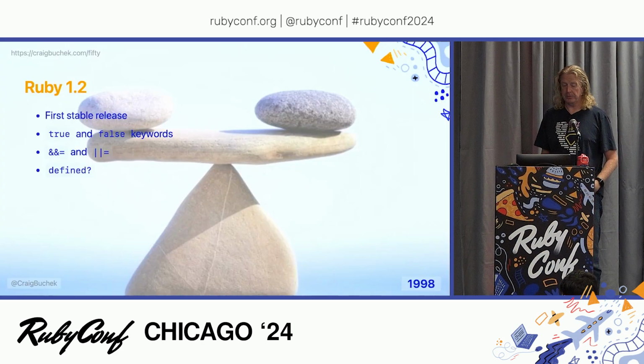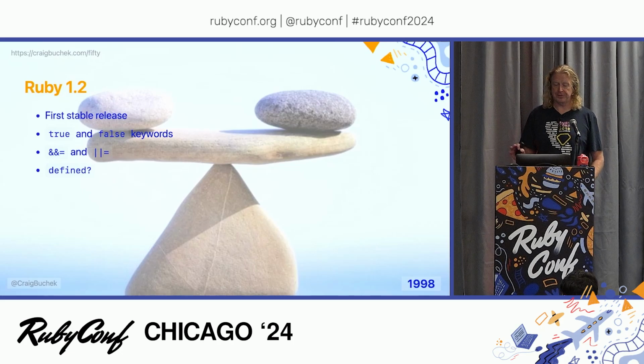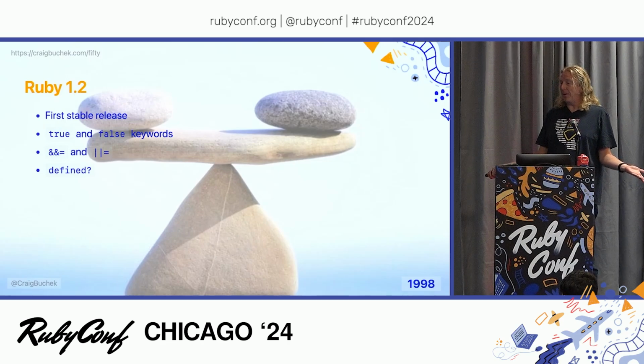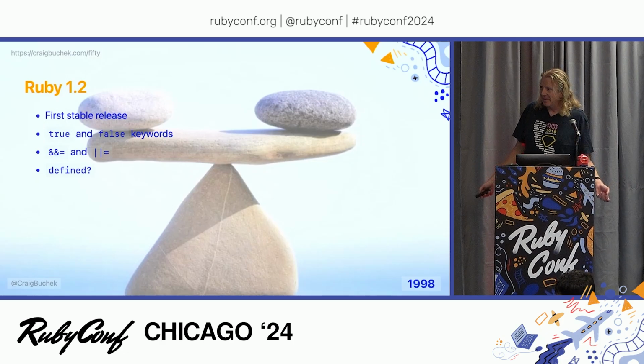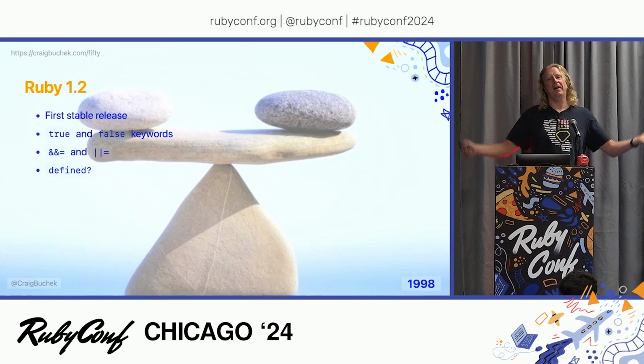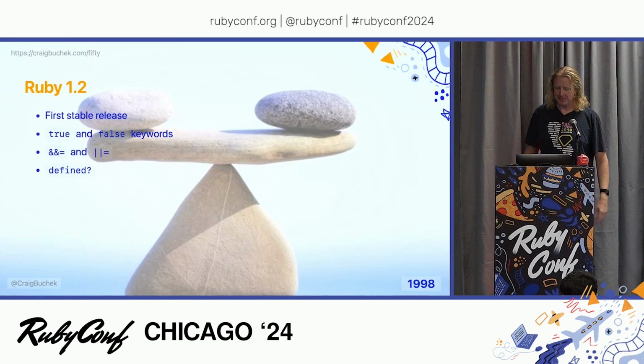1998, Ruby 1.2 was released, pretty much the first stable version. They added the true and false keywords. What were they using before? What were you using? I think you were using nil for false, and I guess anything else was truthy? Oh, capital True and False. Okay. And they added the or equals, which I love. I think it's one of the best, maybe an innovation of Ruby.